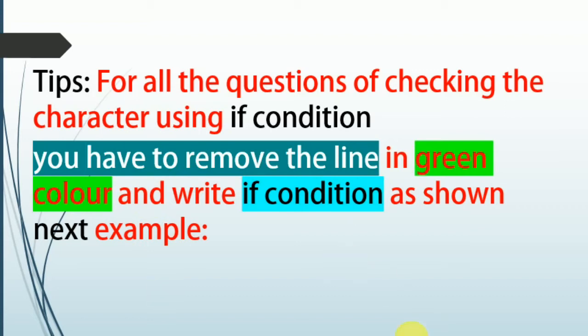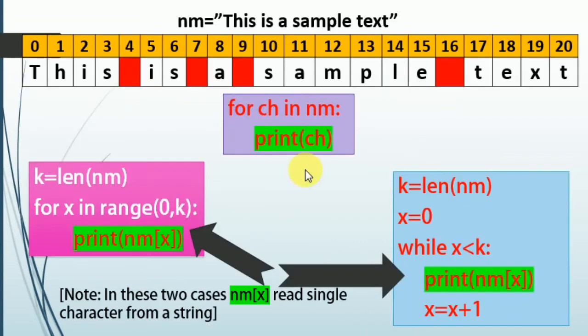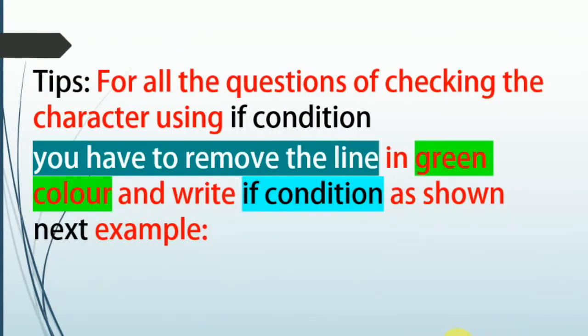So I'm going to show you first the green line. Here is a green line, print ch, print nm of x. It doesn't mean that print is not going to be used. It is going to be used, but I'm telling you where you are going to put the if condition. It means after the loop starts, you have to put the if condition, because if is going to work inside the loop. So for x in range 0 to k, this line is going to be removed. For ch in nm, print ch, this is going to be removed. Same way in the while also. So how it is going to be done, we are going to discuss.